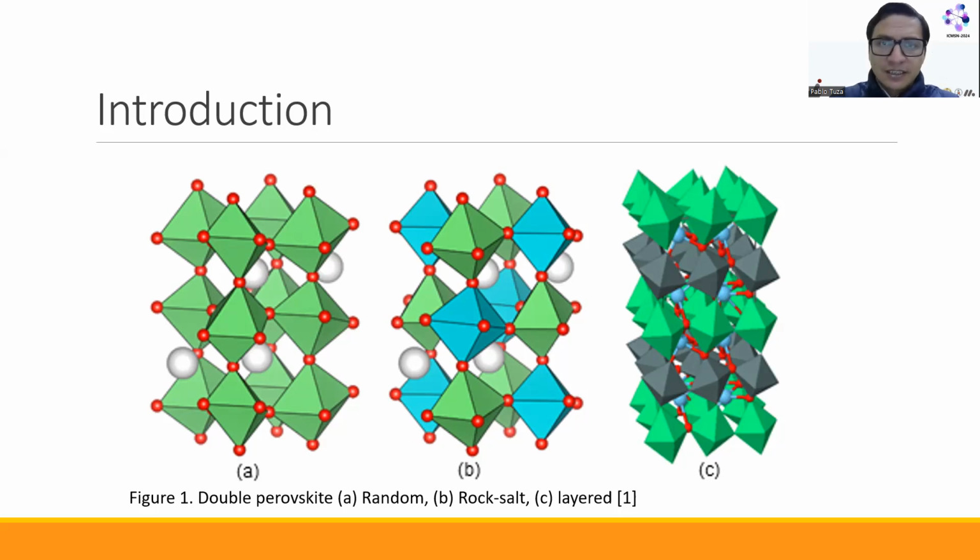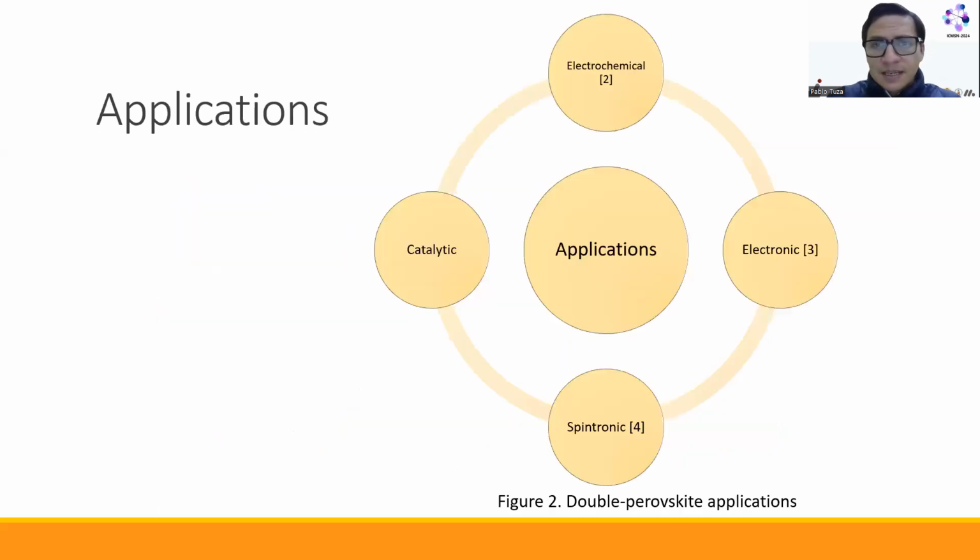Double perovskites are materials that can be represented by the formula AB'B''O6, and present three different cation arrangements: random, rock-salt, and layered. These materials present electrochemical, electronic, spintronic, and catalytic applications. For example, double perovskites have been used as catalysts for the steam reforming of methane to produce syngas.